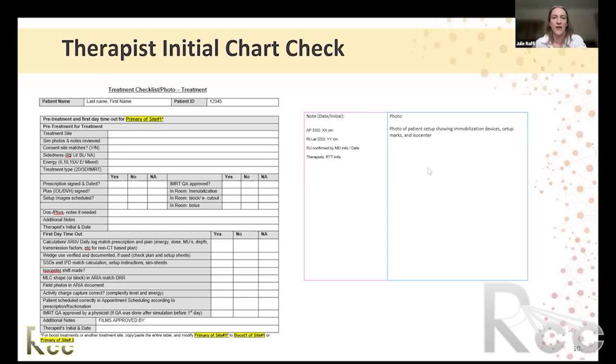And then on additional pages, we leave room for photos. Photos are very helpful for documenting the patient's treatment position. And so you'd want a picture that shows any immobilization devices used for treatment, setup marks on the patient, and documenting where isocenter is. And then we can also fill in SSD information, confirmation of the setup by the physician, and which therapists were involved in treatment. So this is how we handle our therapist initial chart check documentation at my site, but this would be customized depending on your software and your workflow.